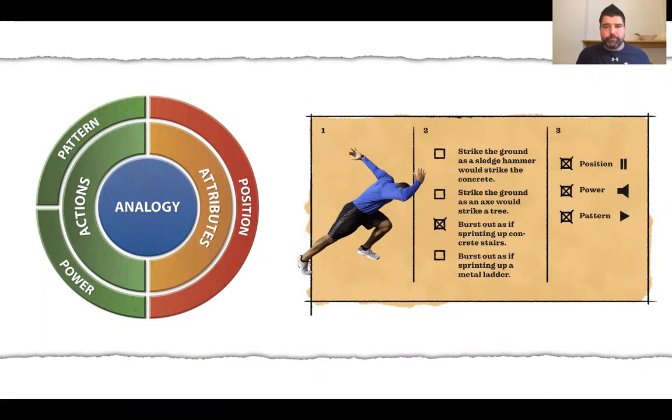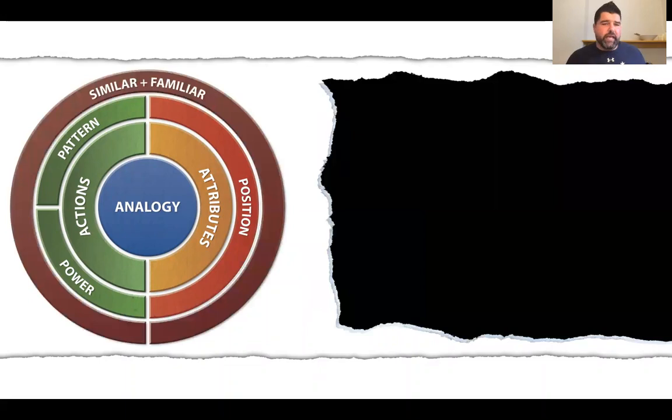The final piece then, everything we've been talking about so far relates to this idea of similarity, or the principle of similarity, whereby the analogy needs to have something similar to the movement you are teaching. It is the reason that the sledgehammer example is not a very good analogy for sprinting, because it is not similar enough to sprinting. An aspect of it is, but the directionality of a sledgehammer is not.